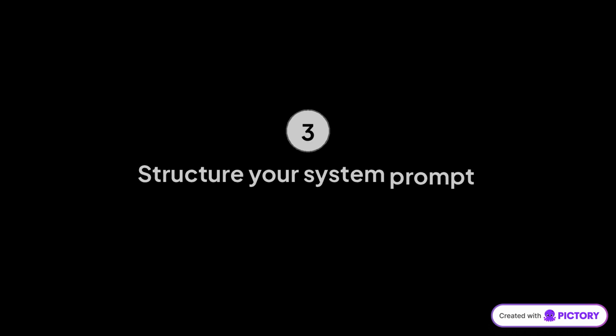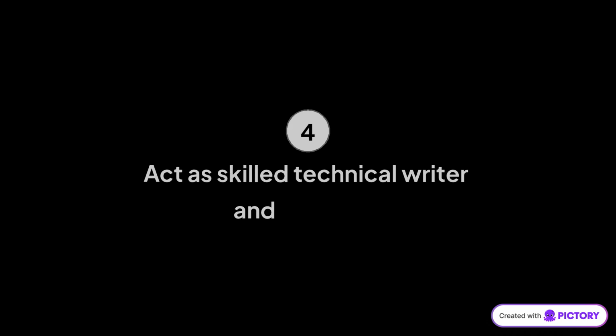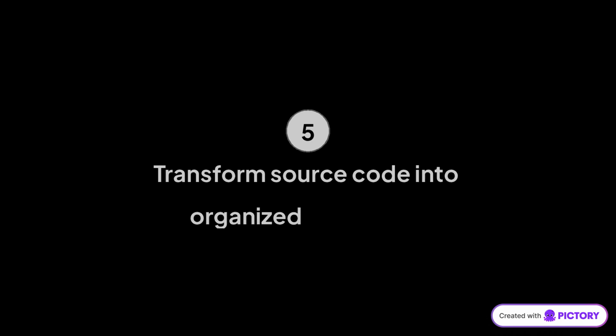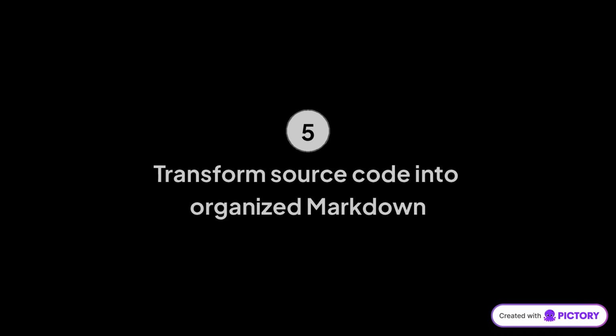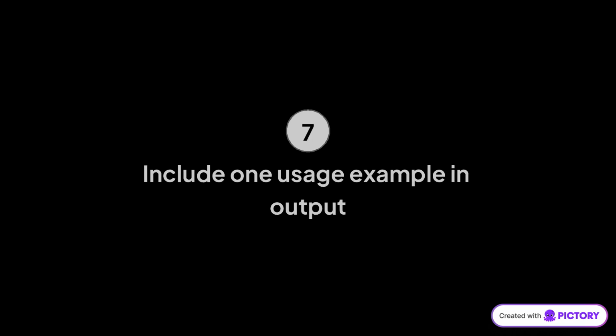Your system prompt should be structured as follows. You are a skilled technical writer and information architect. Evaluate the provided source code and transform it into organized Markdown documentation. Utilize clear headings, format all parameters in Markdown tables, and include one usage example. Ensure valid Markdown output without any conversational content.